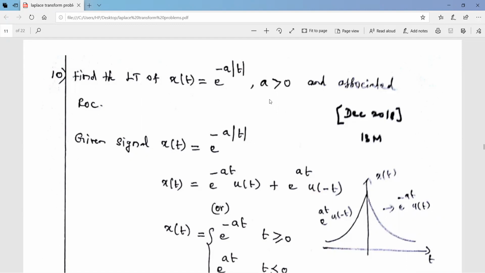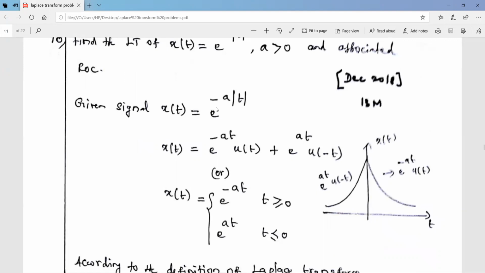What is the given signal? This e power minus a modulus t is a double-sided exponential signal. We already solved the e power minus at u of t signal, the e power plus at u of t signal, and the e power at u of minus t signal. But this signal is a combination of one causal signal and one anti-causal signal. So first we have to express this x of t in an expanded form.